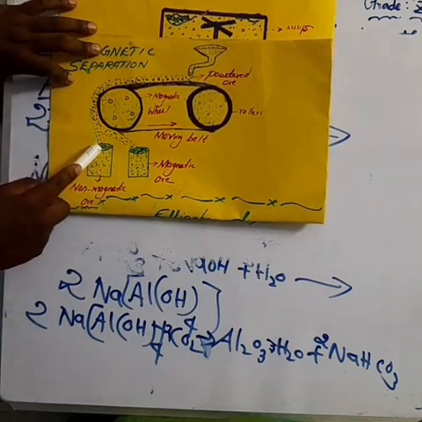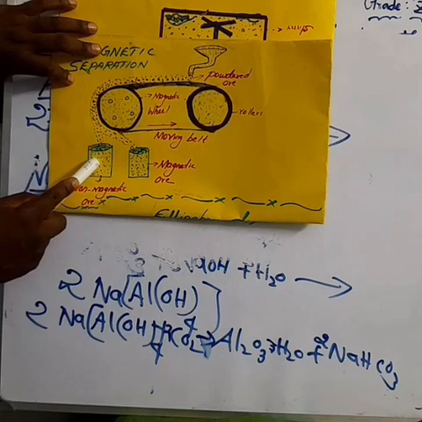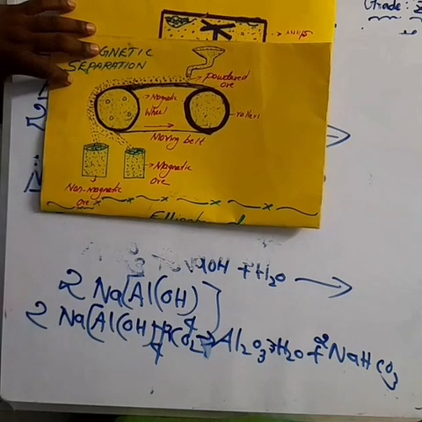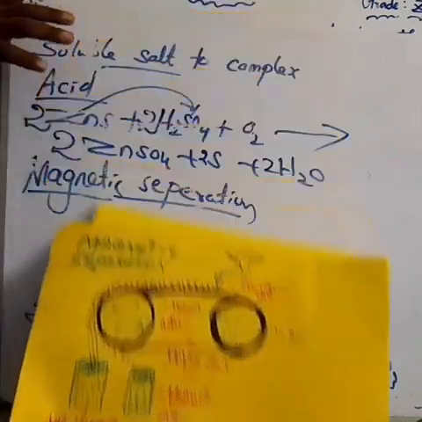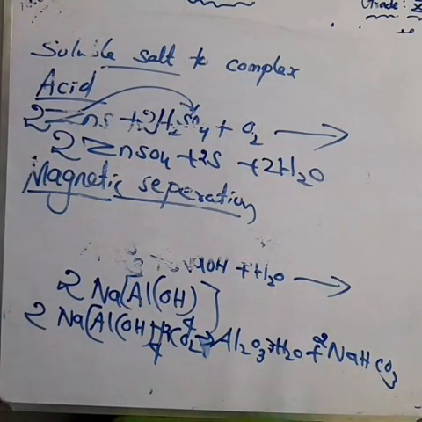Can you understand, dear children? Today we learned about minerals and ores, some metals and their common ores with their chemical formulas, concentration of the ore, gravity separation, froth flotation process, leaching, and magnetic separation. So today I'm giving the assignment.